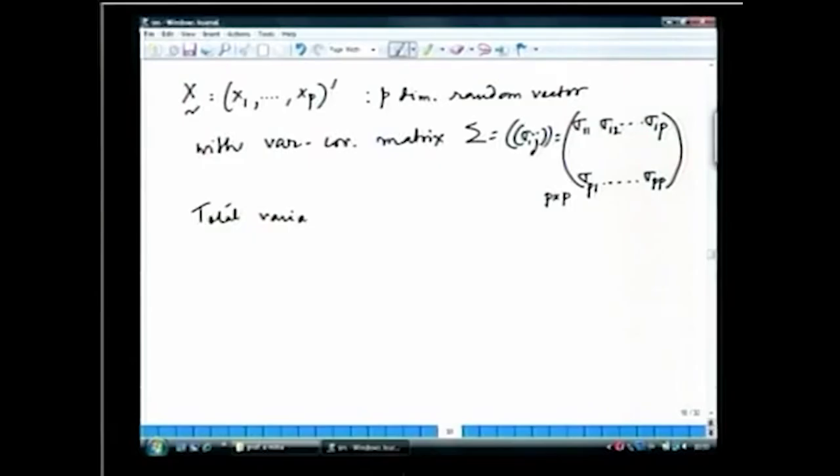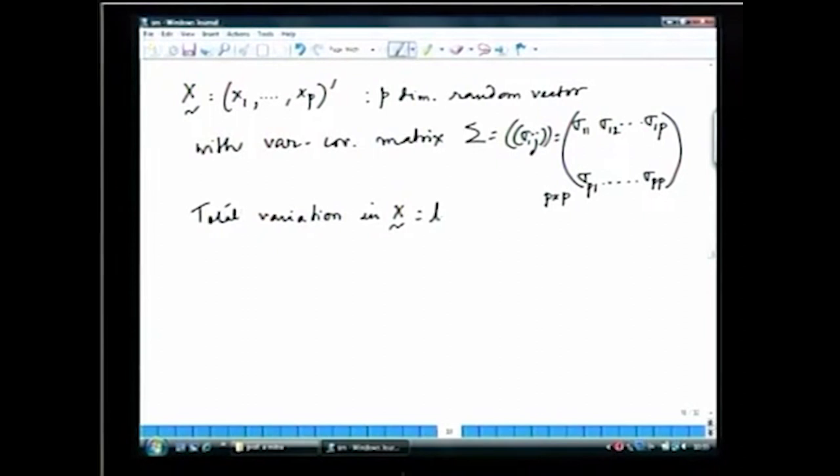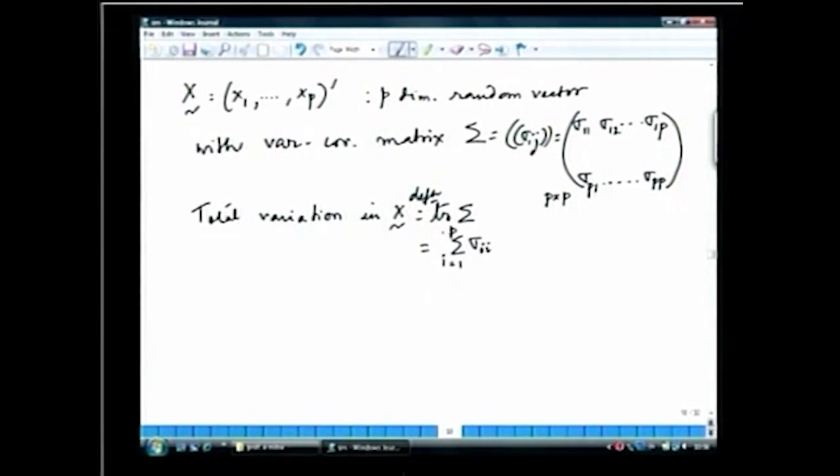So, what exactly do we mean by total variability or total variation in data, and how is the variance covariance matrix coming into the picture with this concept? Total variation, or total variability, in x is nothing but the trace of the variance covariance matrix. It is as simple as that. This is by definition. So, total variation in x is nothing but the trace of sigma, which means I consider the sum of the diagonal elements, the sum of the variances, that is, summation sigma_ii from 1 to p.